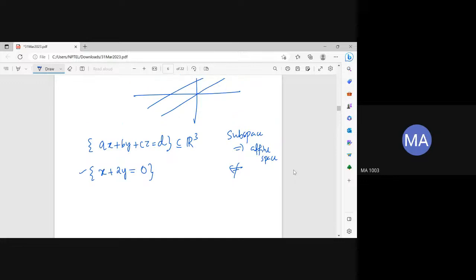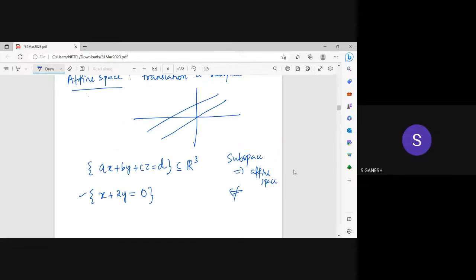Maximum, actually, simply we say if it is an affine subspace, then the origin is not there in that affine subspace, right? No, you consider a subspace also as an affine space, no? So the origin can be there. But otherwise, rather than the vector subspace, the other subspaces.